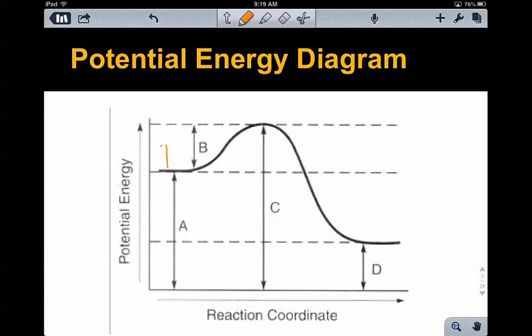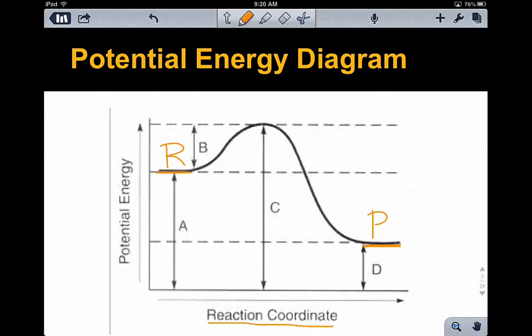If we consider the reactants to be over here and the products to be over here, reaction coordinate down here on the bottom, that just really refers to the progression of the reaction. So here we have the beginning of the reaction, and here we have the end.